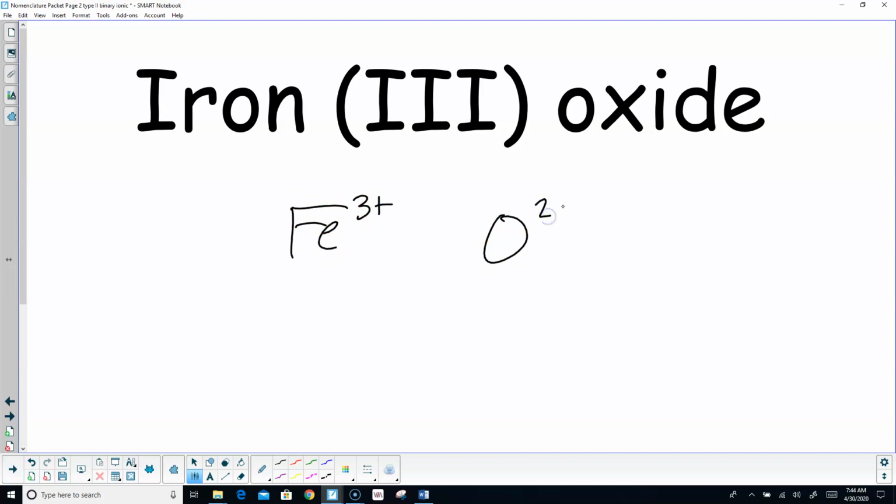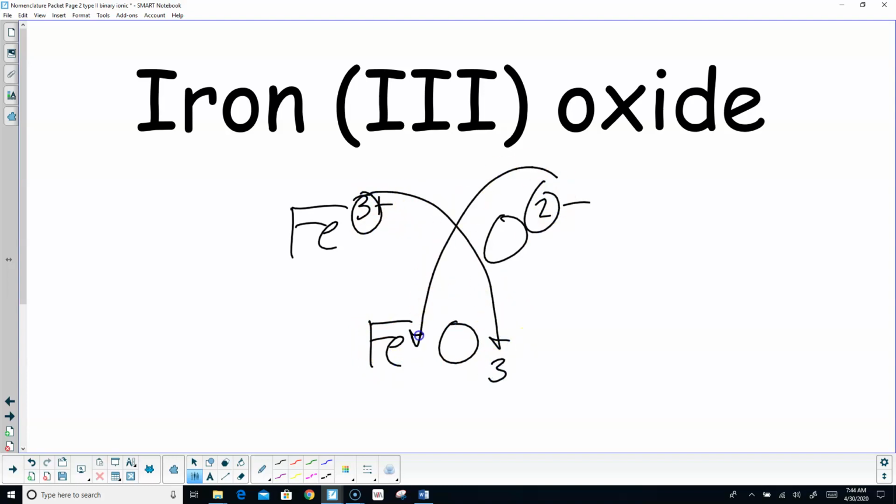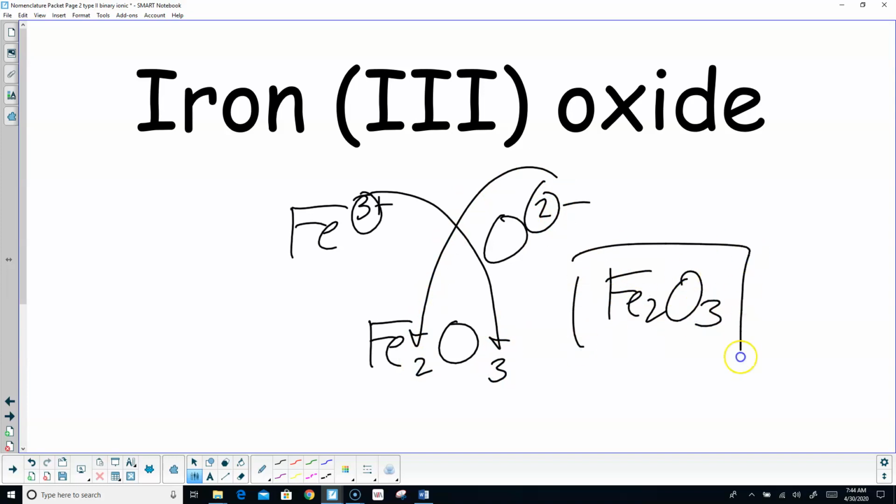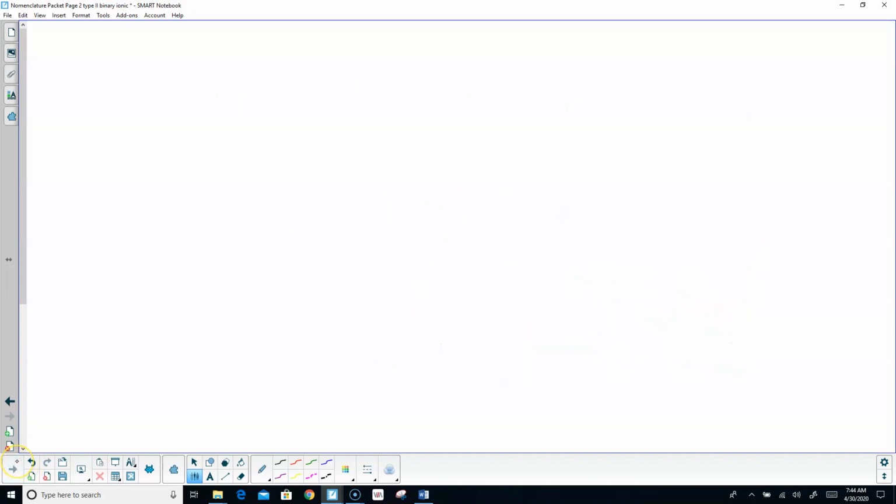Iron 3 oxide. This tells me that iron's charge is 3 plus. Oxygen is always 2 minus. Okay, so this 3 goes here. This 2 goes here. You just cross them. Fe2O3, iron 3 oxide. And that's it.